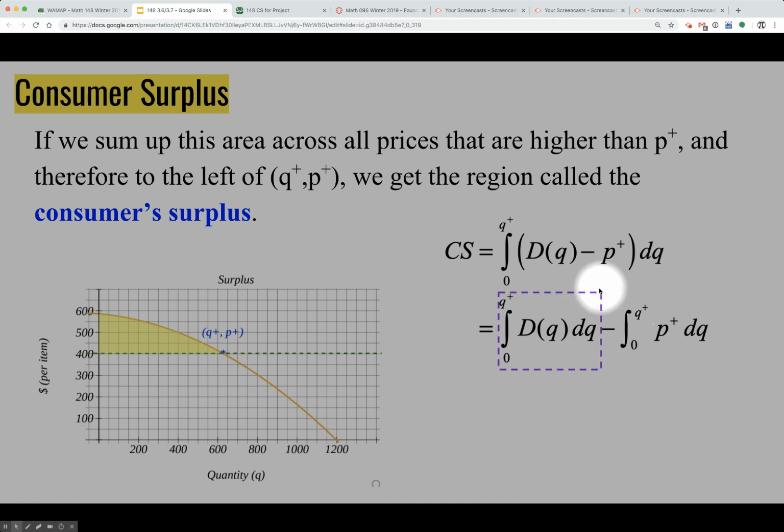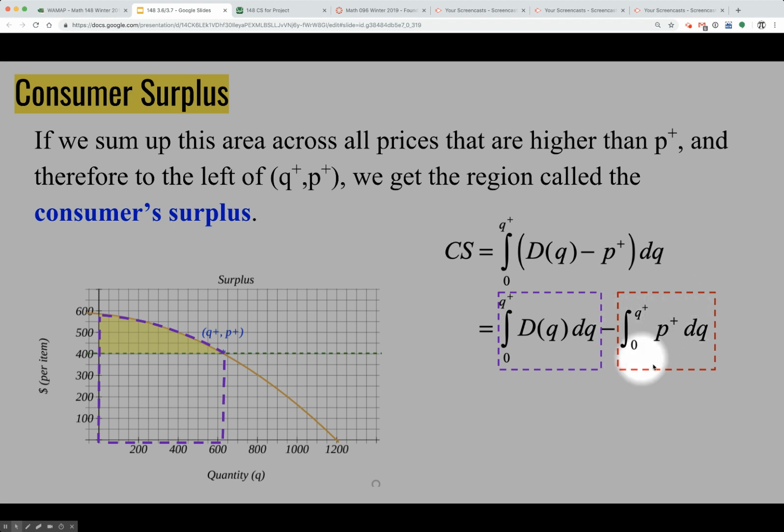Now, visually, if we think about this first piece, the area under the demand curve corresponds to this region on the graph, which is outlined in this purple dotted line. So imagine this whole thing being shaded. The area of this region is the integral of D(Q) dQ from 0 to Q plus. But of course, that's too much area. We don't want this lower area down here. We need to take it away to leave the yellow region remaining. So that's what happens here when we subtract off the integral of P plus.